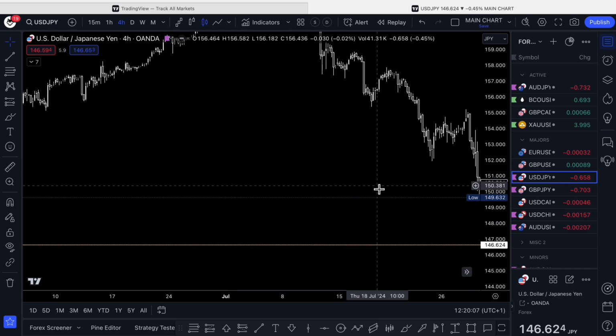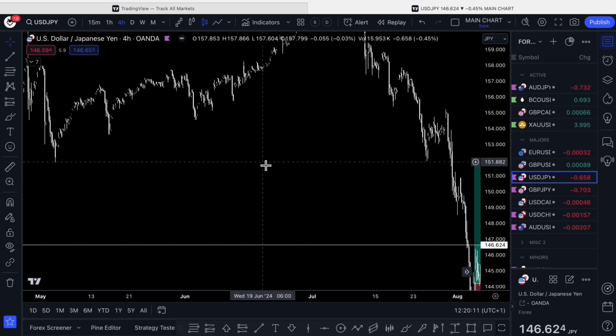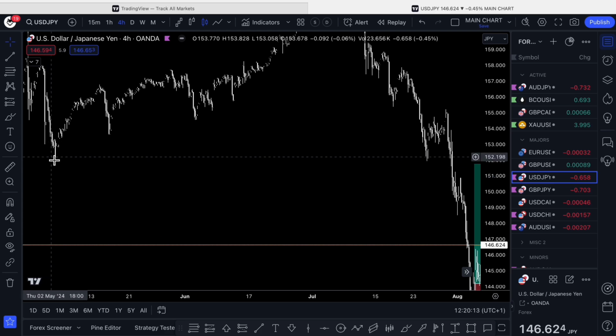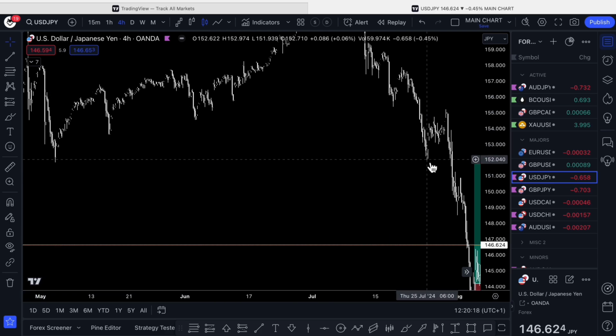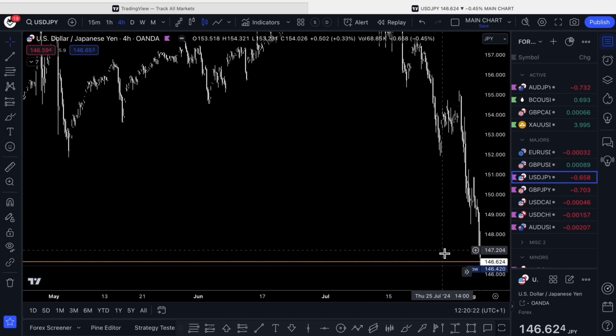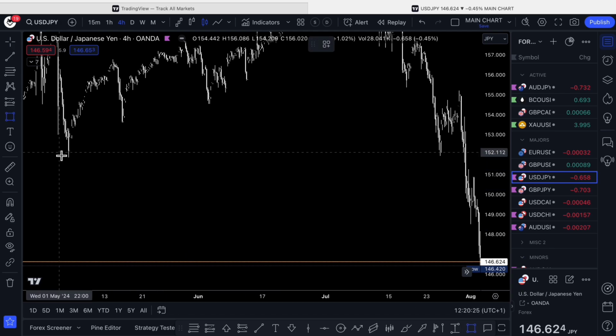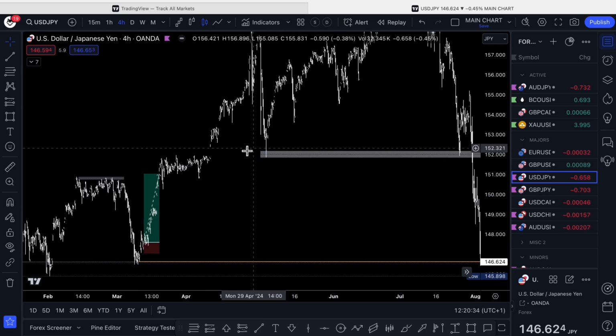So a support zone for me is an area that's hit on several different occasions. As you can see here, this area here, we bounced, went up, and it's the same here. So I would get my box tool, and I would draw a box here. I would try and get it to the bottom of the furthest wick. And this for me is a support zone. It's been created here and it's bounced off here.